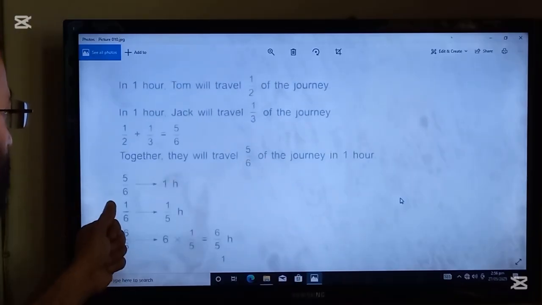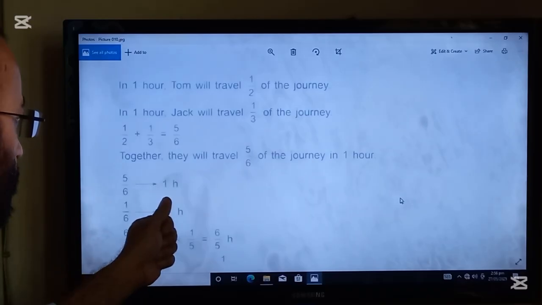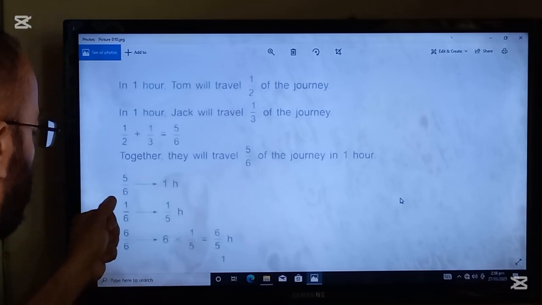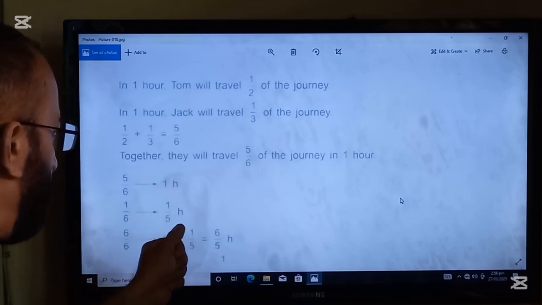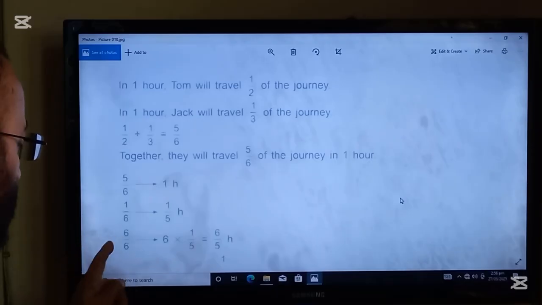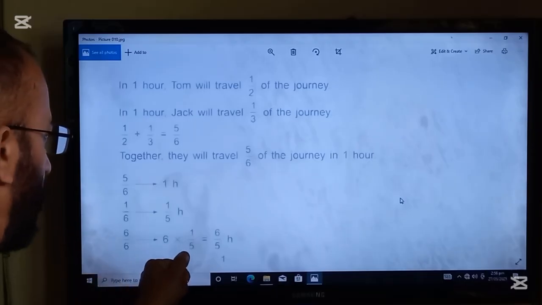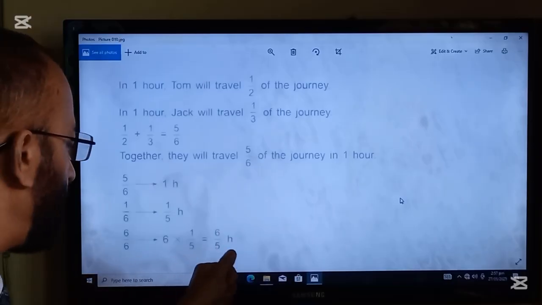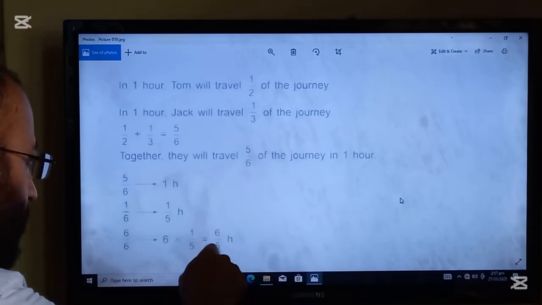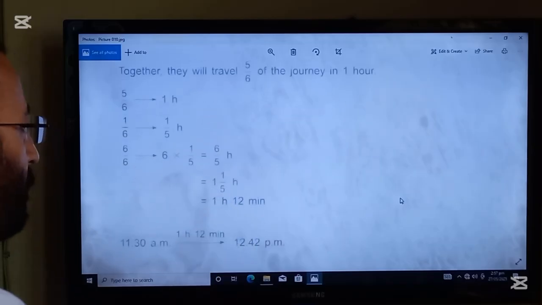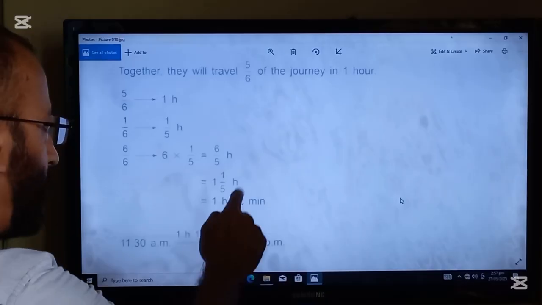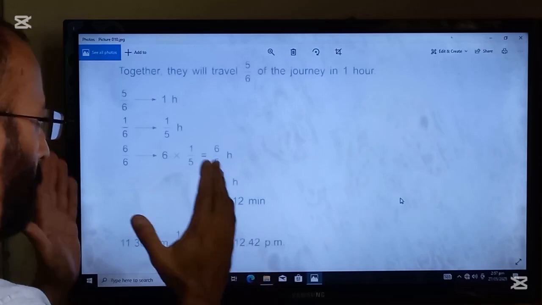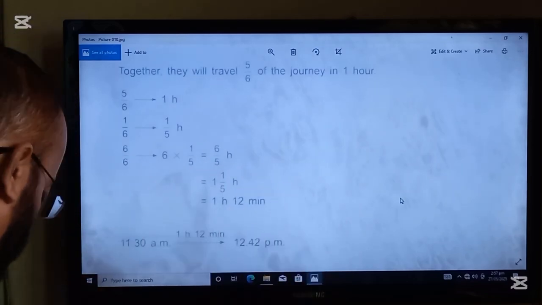Okay, if 5/6 of the journey is traveled in 1 hour, this 5 from the numerator will go to the denominator of the right side. So it means 1/6 of the journey will be traveled in 1/5 hours. Multiply 6 on both sides. So 6/6 is equal to 6/5 hours. So the 6/6 journey will be covered in 6/5 hours. Solving this, 6/5 will be equal to 1 whole number and 1/5 hours. And this is equal to 1 hour 12 minutes. So this is the time after which they will cross each other.